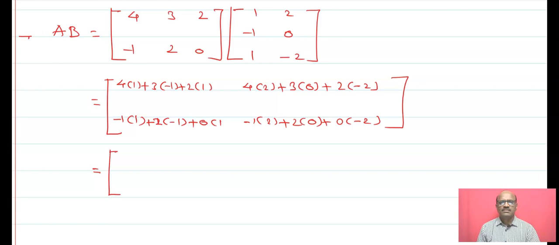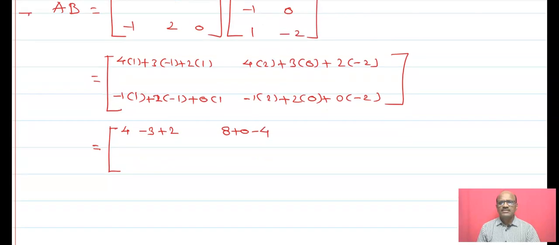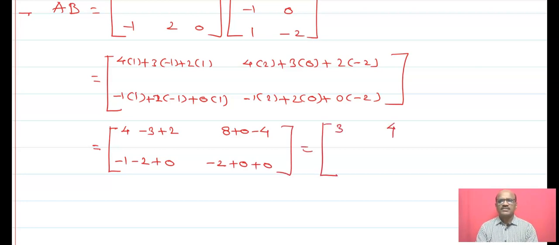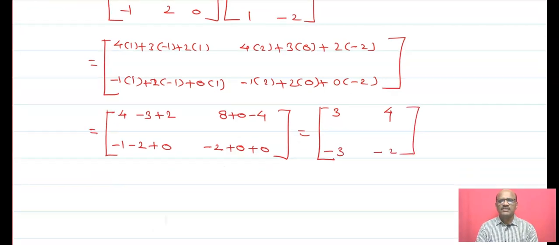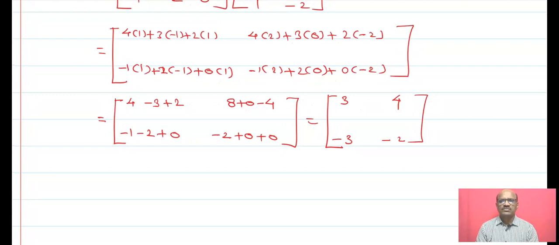Therefore, you will get 4 minus 3, 2. Next is 8 minus 4, minus 1 minus 2. Next is minus 2. Therefore, the matrix is 3, 4, minus 3, minus 2.